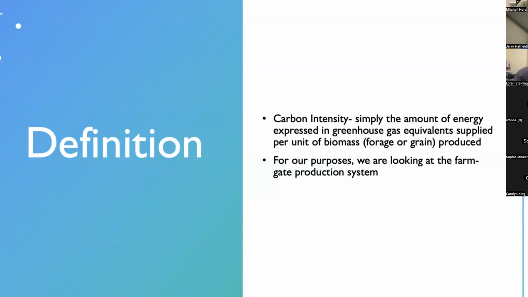So let's just look at the definitions in this and go back. Carbon intensity is simply the amount of energy expressed in greenhouse gas equivalents per unit of biomass, either forage or grain produced. A lot of people think it's a lot more complex than that, but in reality, it's how much greenhouse gas we put in to produce something. And what we're looking at and talking about is up to the farm gate. What do we roll out in terms of bushels of corn or bushels of soybeans or wheat or anything else that's out there, and all of this.